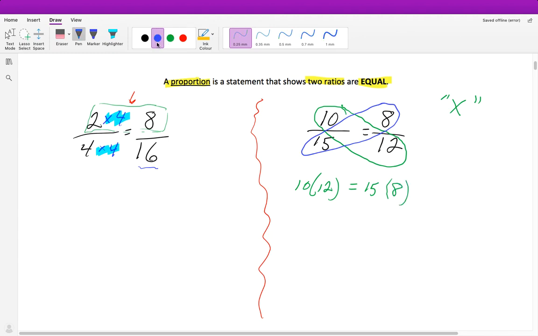Well, 10 times 12 is equal to 120, and 15 times 8 is also equal to 120. So since the product of those two cross multiplications is equal, it tells us that the proportions are equal. Right? And now we can use both of these two methods when we're solving these problems, and I'll show you that throughout this video as we're solving proportions.